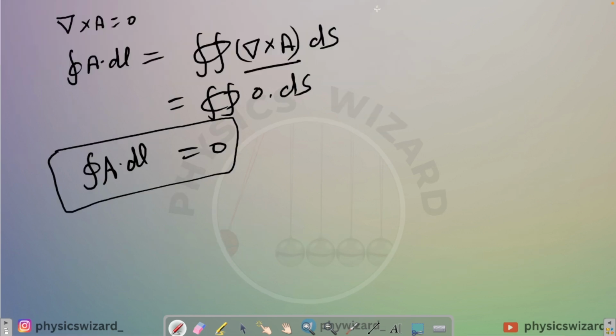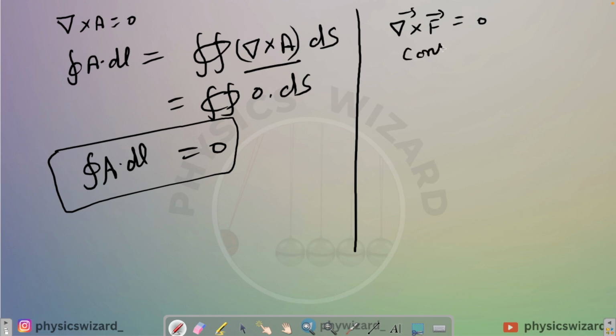We can also understand this in another way. When the curl of any force is 0, this is known as a conservative force. What is known as a conservative force? When we have to find the work done by any force, we write it as F dot dl and integrate it. So this is the work done.